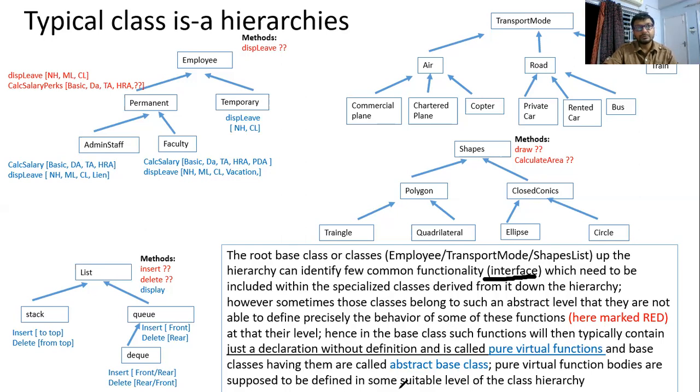Now somebody has to define it, otherwise that remains incomplete. So it is expected that when you inherit some class from that base class, at some level you implement the details of that function, so that now you can create an instance of that particular class.